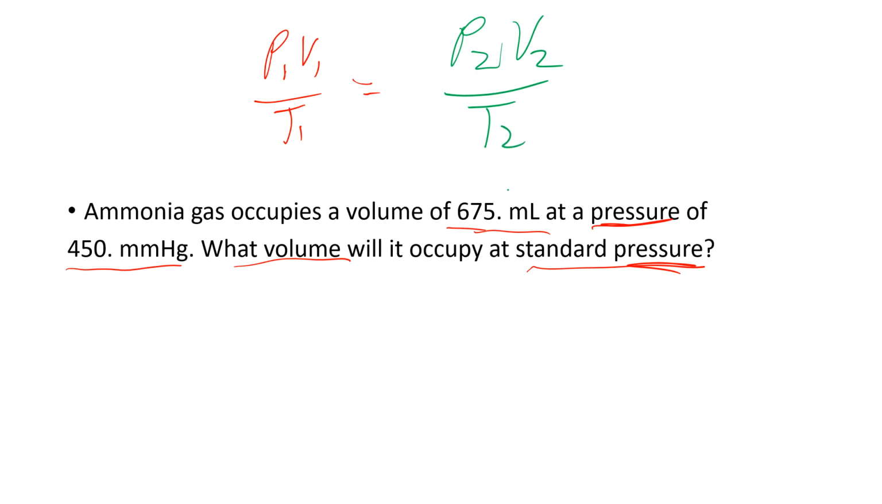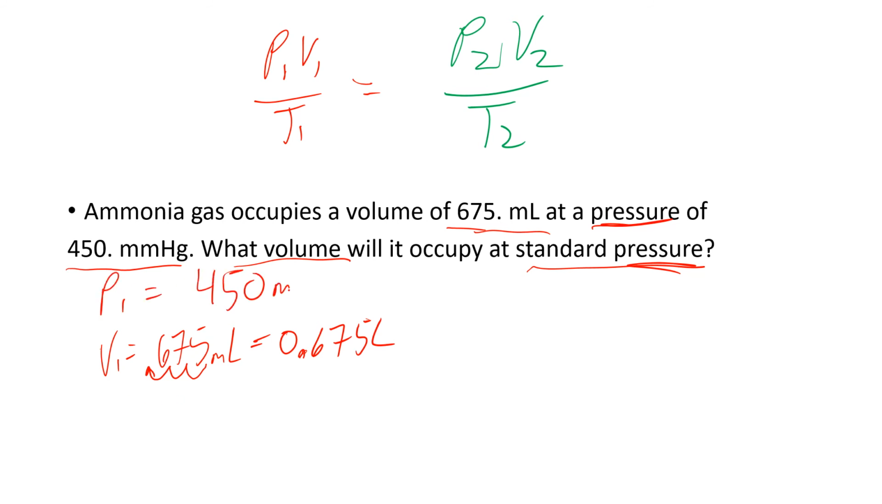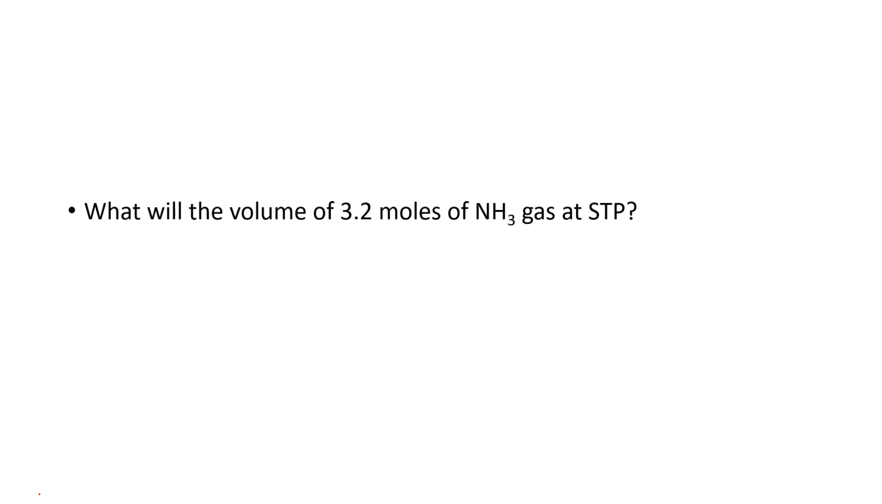This first one, 675 mils, is a volume. So our V1 equals 675 milliliters, which you can keep like this. I suggest you always convert to liters. So there it is in liters. The pressure is 450 millimeters of mercury. Okay, there's no mention of temperature, so T1 is either going to be 1, or you can just knock it out. Your P2, let's get into the other ones.